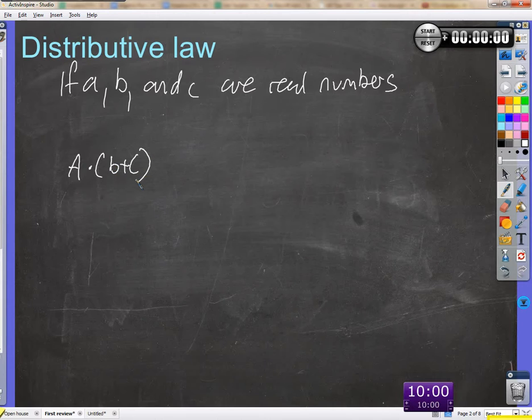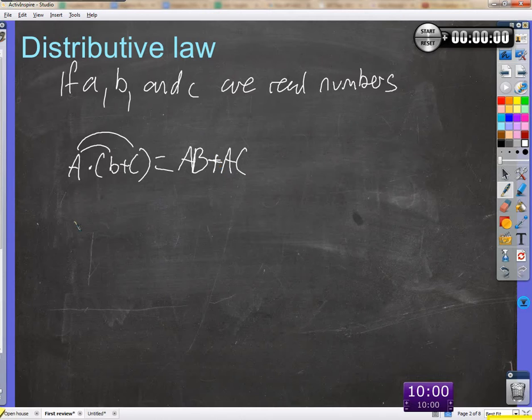Okay, and then what does distribution look like? How do you distribute that A? And then the new thing, let's say, equals what? Equals A times B. There you go. Perfect. Thank you very much.